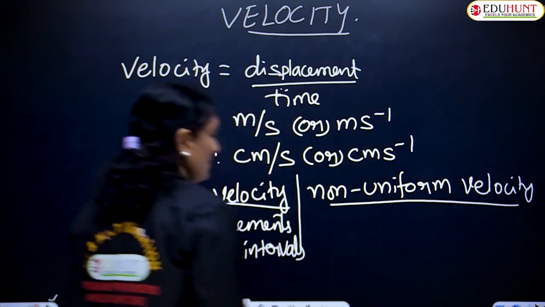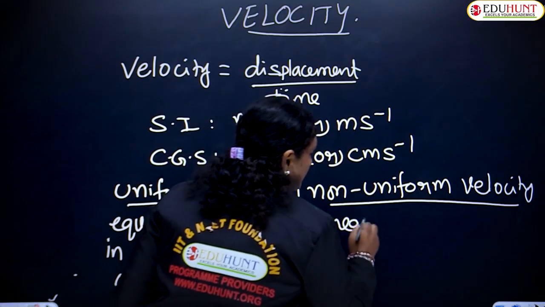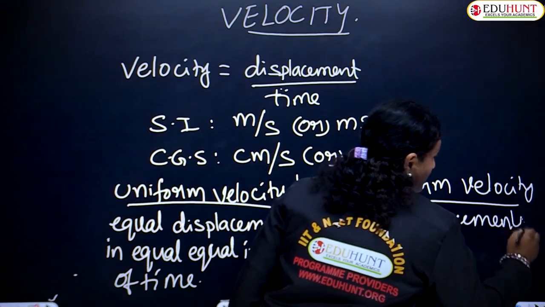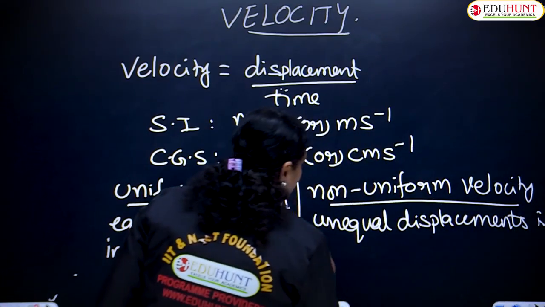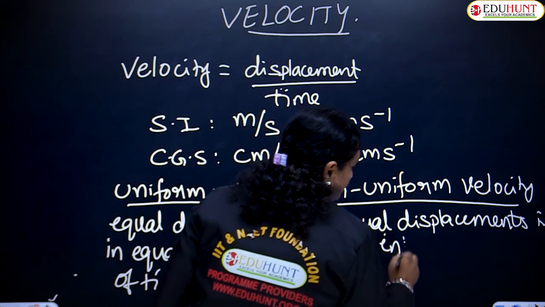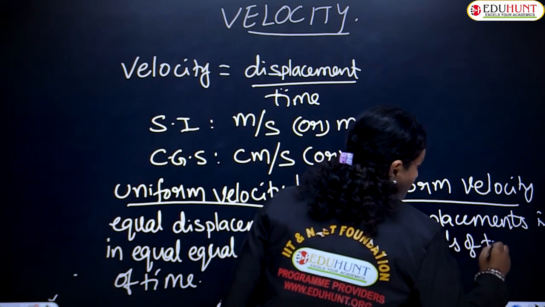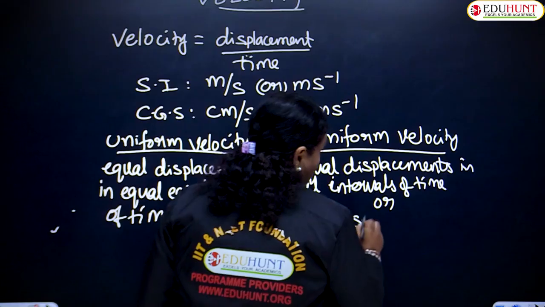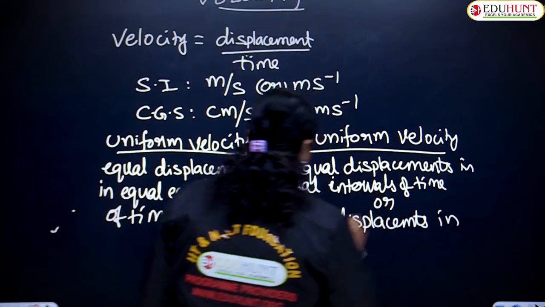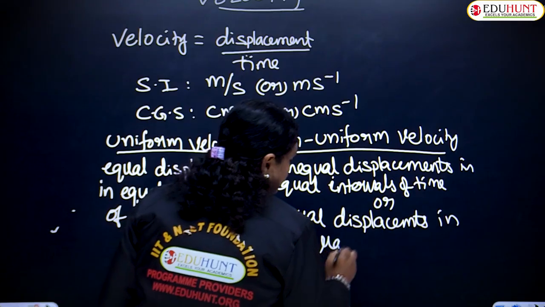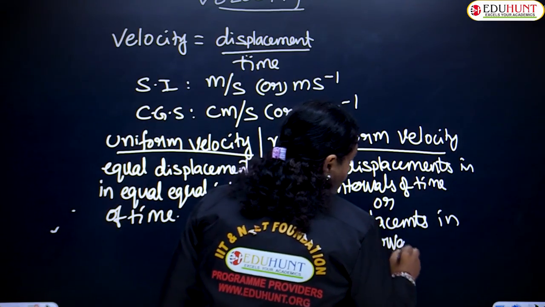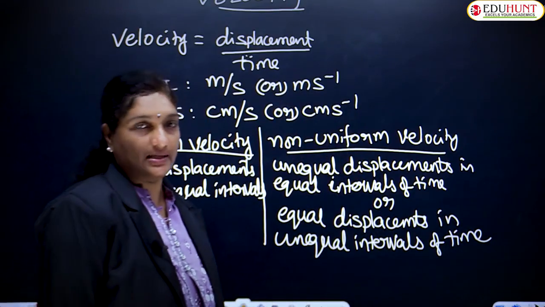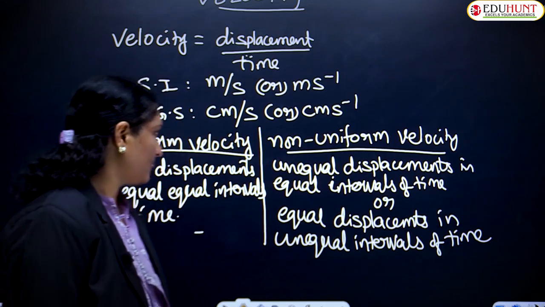Whereas, if a body covers unequal displacements in equal intervals of time, or equal displacements in unequal intervals of time, then we say that the body is moving with non-uniform velocity, however small the intervals may be.